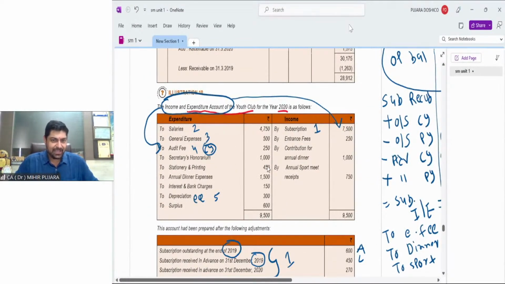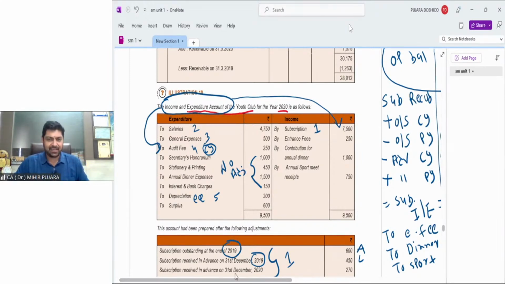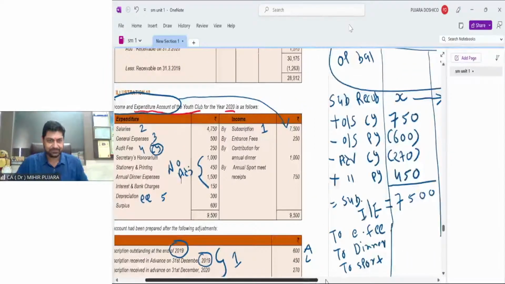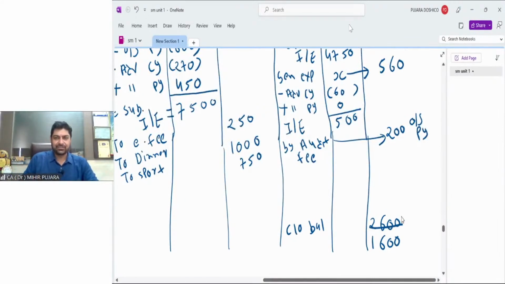Now, 1000, 450, 1500 and 150. These four have no adjustment. You can directly write them in the INE, RNP payment side. No adjustment, guys. Simple. All simple.